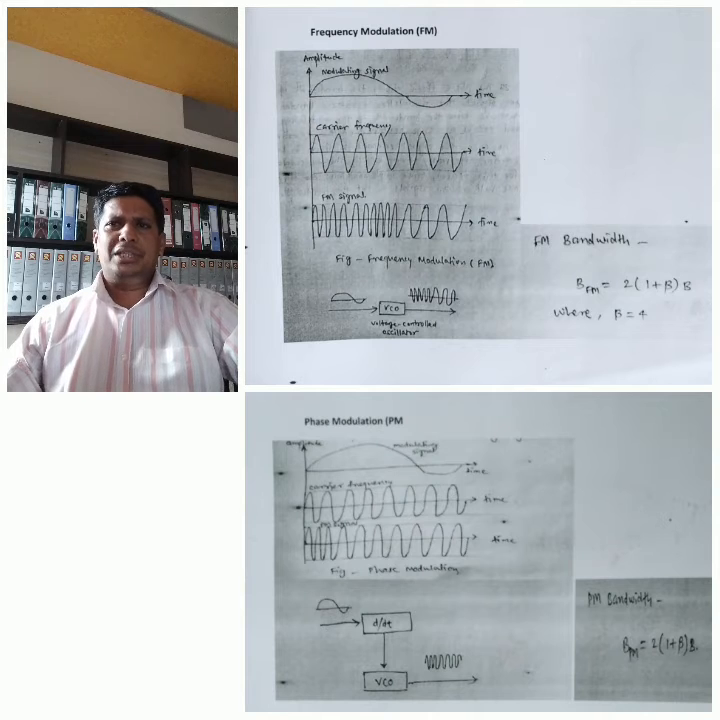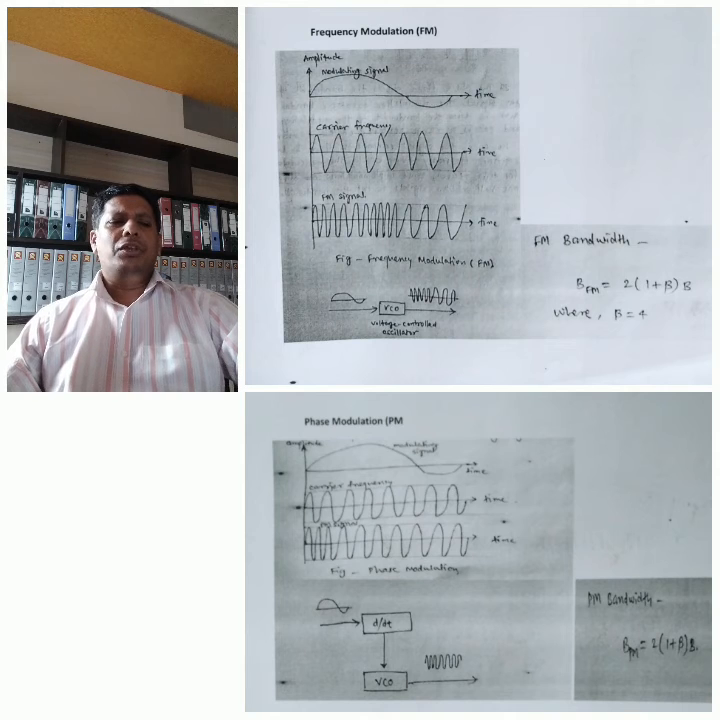In frequency modulation, that is FM, the instantaneous change in the carrier frequency is proportional to the amplitude of the modulating signal. In PM, that is phase modulation, the instantaneous change in the carrier frequency is proportional to the derivative of the amplitude of the modulating signal. Here in the diagram, phase modulation is shown where the modulating signal is converted into the PM signal, that is phase modulation signal, by using the carrier frequency as per the time correspondence.